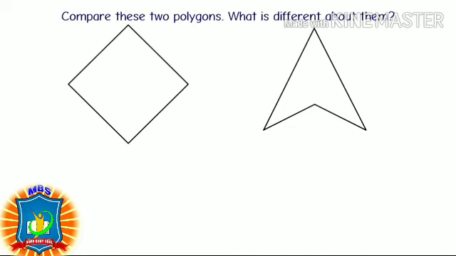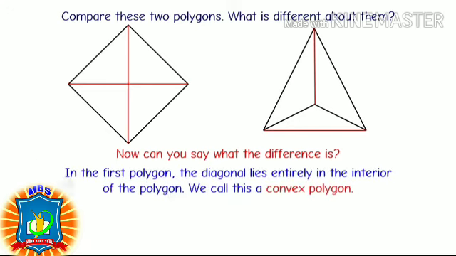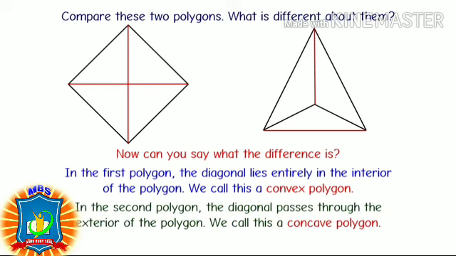Compare these two polygons. What is different about them? Now can you see what the difference is? In the first polygon, the diagonal lies entirely in the interior of the polygon. We call this a convex polygon. In the second polygon, the diagonal passes through the exterior of the polygon. We call this a concave polygon.